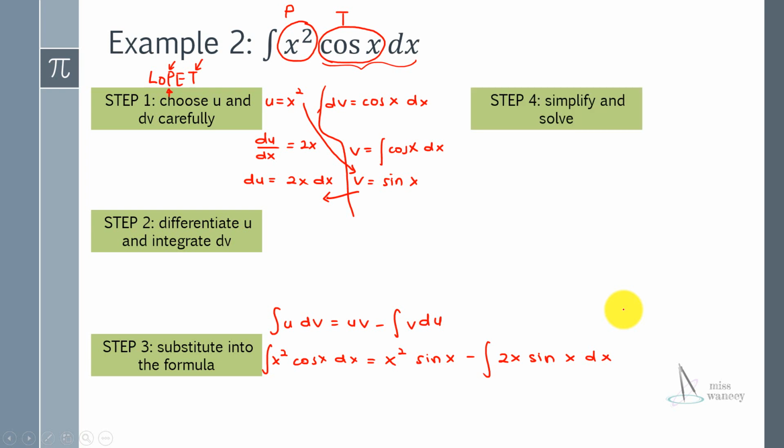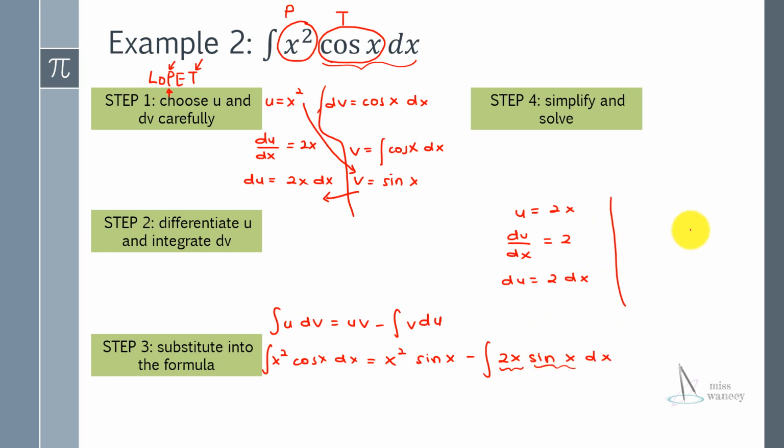Okay, so the next step, simplify and solve. I don't really have anything to simplify here, except I can bring the 2 outside if I want to. But if you look at it, we cannot use the basic rules of integration. So we have to use another technique, and let us do integration by parts again. So u will now be equal to 2x because 2x is a polynomial. So du over dx is equal to 2, so du is equal to 2 dx.